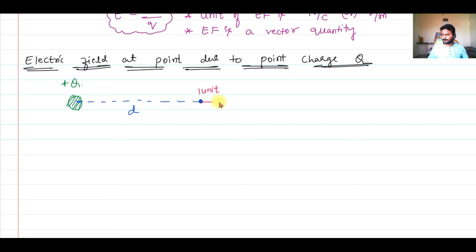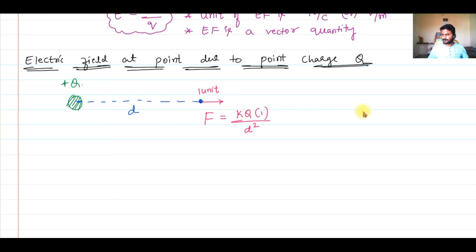Now how much will be the force here? In the previous video we saw the force between two charges is given by Coulomb's law. Force experienced by this 1 unit charge is nothing but K capital Q into the magnitude of this charge, which is just 1 unit, divided by the distance square. Now what is K here? K is 1 by 4 pi epsilon naught. If you haven't watched the previous video on Coulomb's law and sample problems on Coulomb's law, I suggest you watch that video. You will get more clarity on how we find the force between two charges.